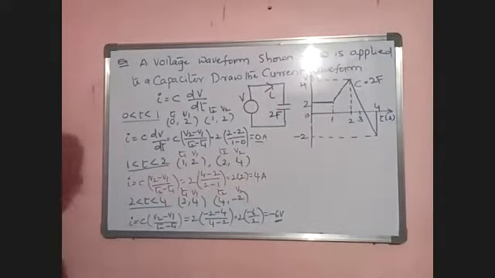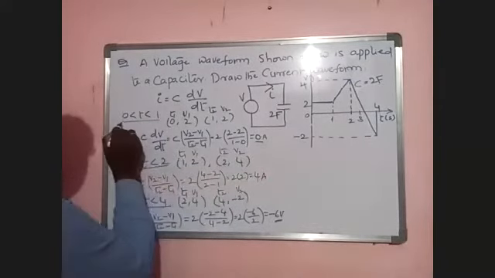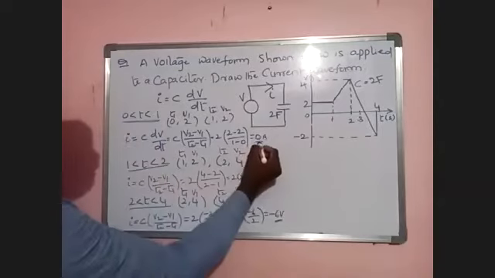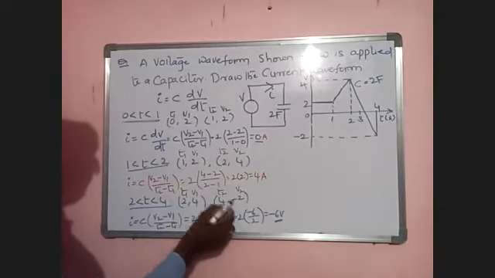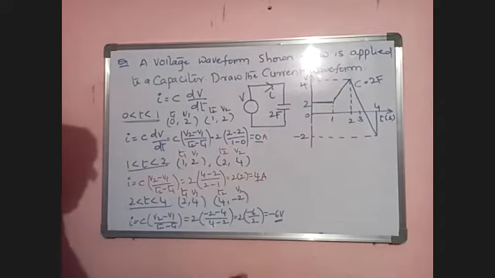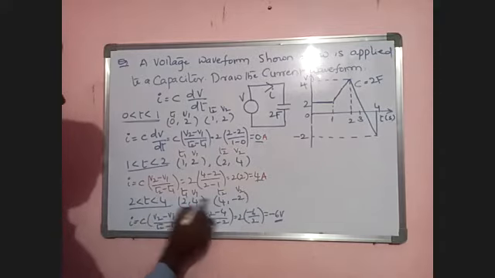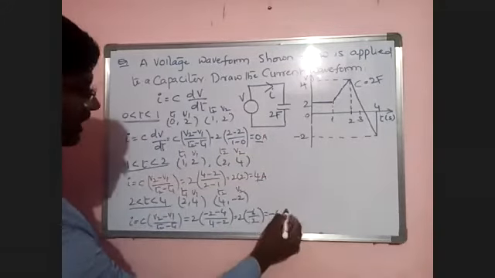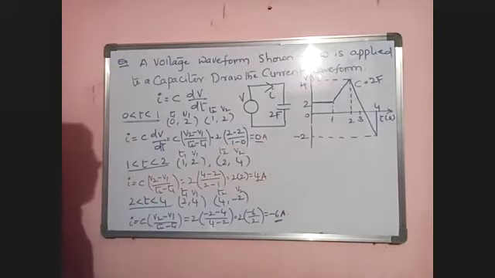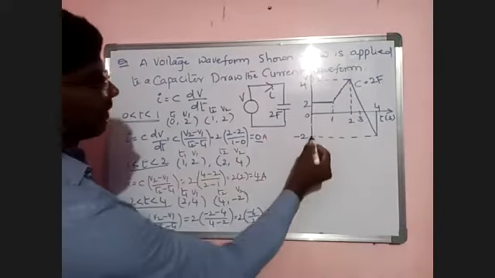So if you observe the values, between 0 to 1 it is constant, 0 amps. From 1 to 2, it is again constant, 4 amps. From 2 to 4, it is again constant, minus 6 amps. So by taking these points, you draw its current waveform.